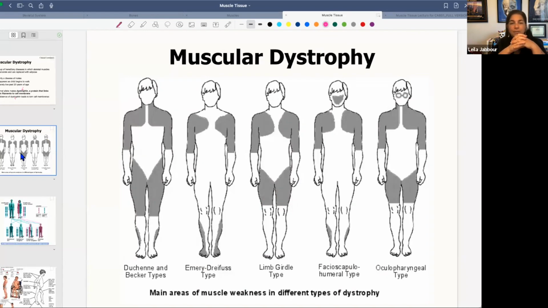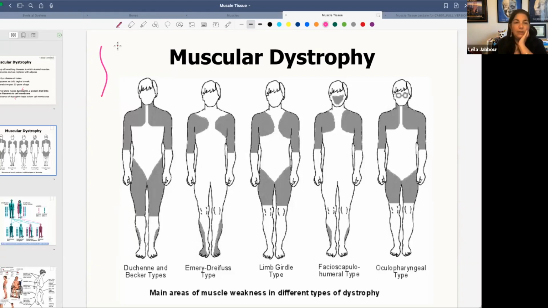Duchenne and Becker types affect the shoulder, the arms, the thighs. Other forms, Emery-Dreifuss type, affect more the pectoral region and the arms, right? There are different forms of muscular dystrophy that basically affect different regions of the body, depending on where the mutation is being expressed. So in a genetic course, you would get more into this discussion of where the genetic mutation ends up being expressed.